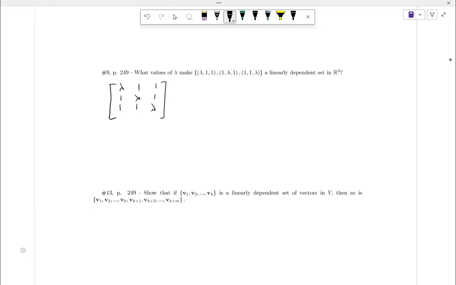So if we do the determinant here, I'll expand along the first column. So I'd have lambda times the determinant of lambda 1, 1 lambda, minus 1 times the determinant of 1, 1, 1 lambda, plus 1 times, eliminate that row, 1, 1, 1 lambda, I get 1, 1 lambda 1. Make sure I have the right things written in there.